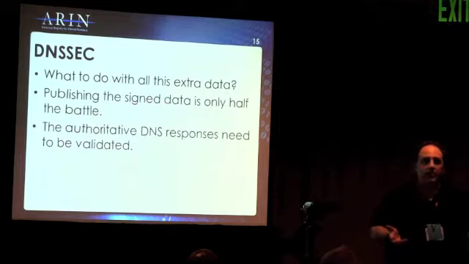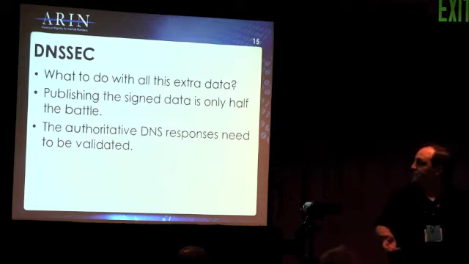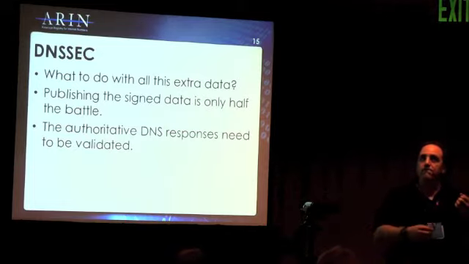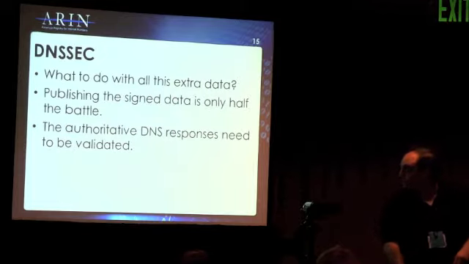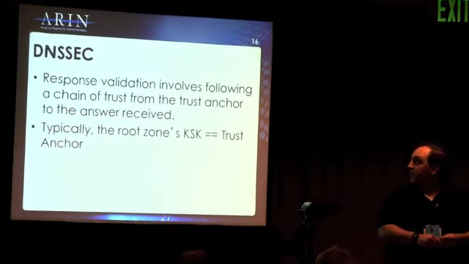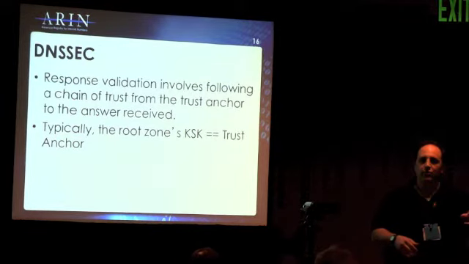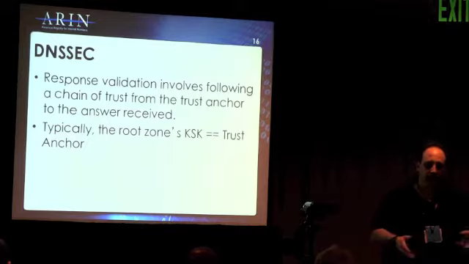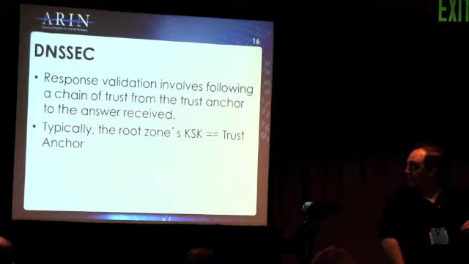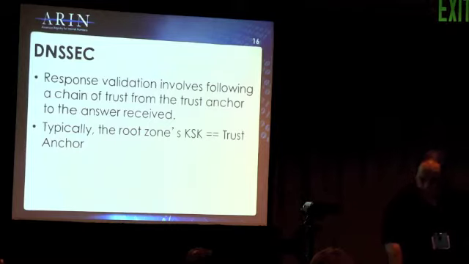So we've got all this data in the zones. We're publishing it. But that doesn't do any good if no one uses it. The idea is to have validating recursive name servers. Response validation involves following this chain of trust down from wherever your trust anchor or anchors lie. These days, it, for the most part, can be the root key signing key, down to the zone and the record that you're interested in, or the NSEC.